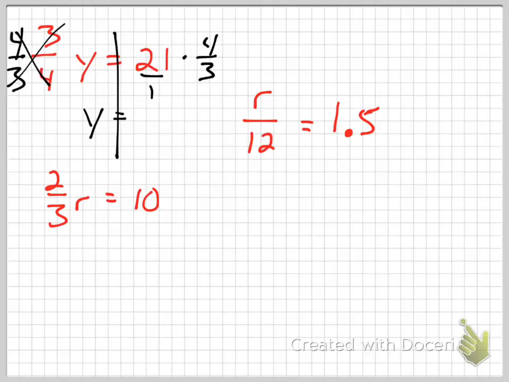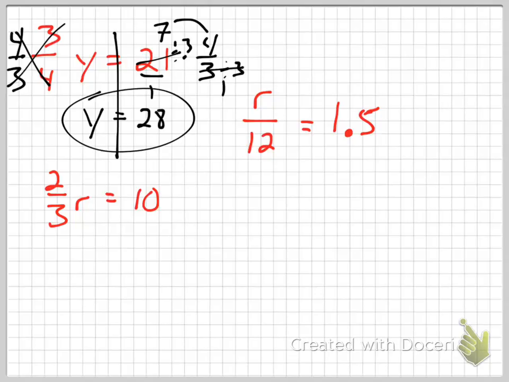Yes. What can I reduce? 21. Divide by 3. Divide by 3. This is a 1. That's a 7. Since the denominators are 1, that means it's over 1, which means that 7 times 4 is 28. 28 over 1 is 28. How many of you got 28? Y equals 28. I want to see your hand. Thank you.